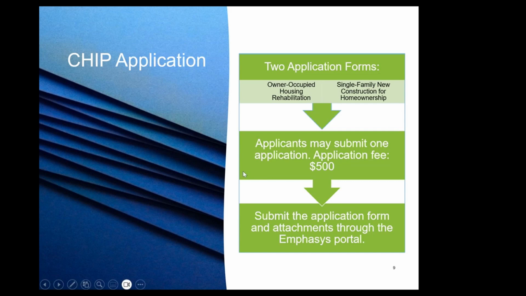So the applications have an application fee of $500, and you can only submit one application, meaning you can only choose owner occupied, set aside, or new construction homeownership. And I'll talk about the set aside once I get into the body of it, maybe even the next slide. And you would submit the application this year using our eMPHASIS portal. And I will talk about that a little bit later in the slides.